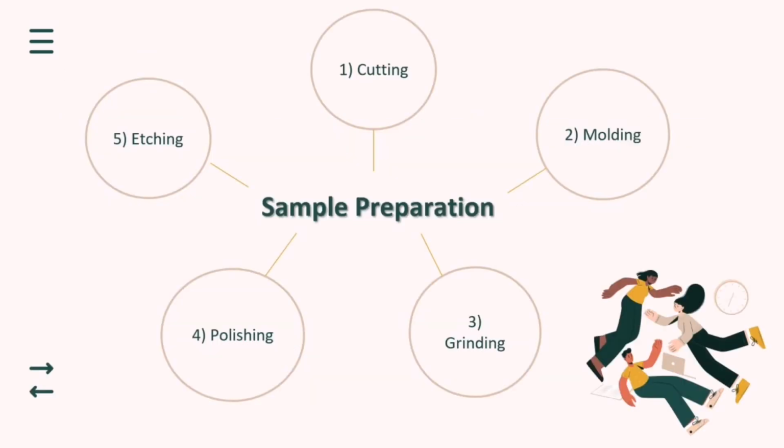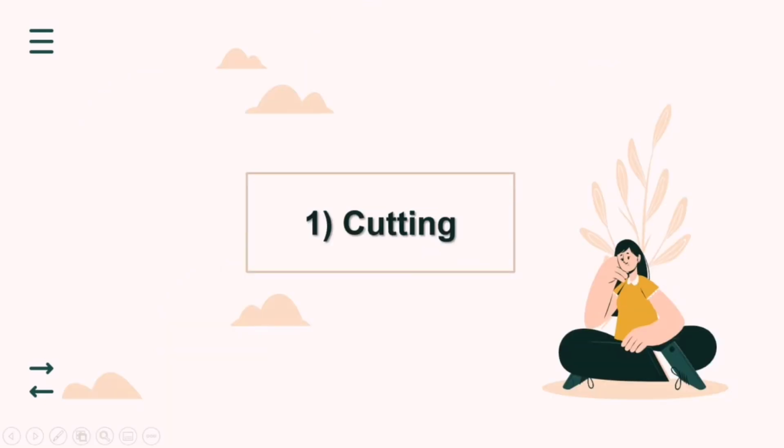Next is sample preparation. We will do this in our experiment. There are 5 steps for sample preparation, which are cutting, molding, grinding, polishing and etching. The first one, cutting.